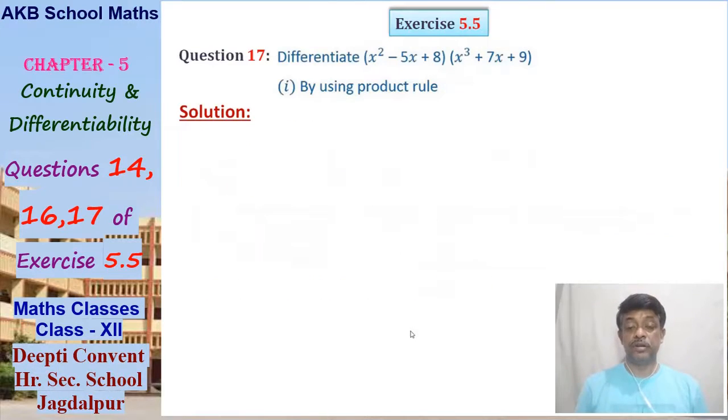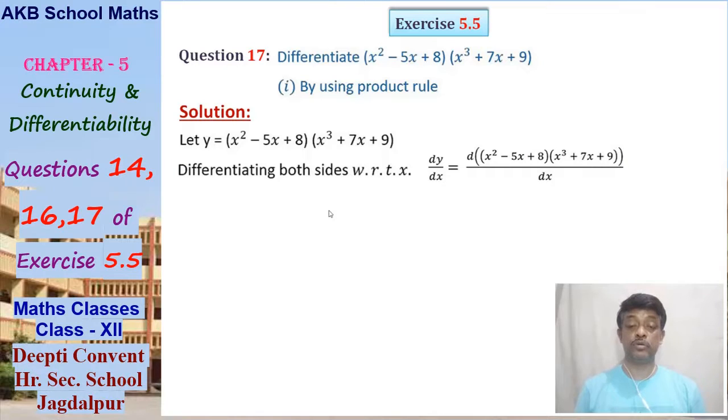Now let us solve by using the product rule. Here let y equal the product of these two. By the product rule, the first function is u, the second function is v, that is, first expression u, second expression v. So differentiating both sides with respect to x.